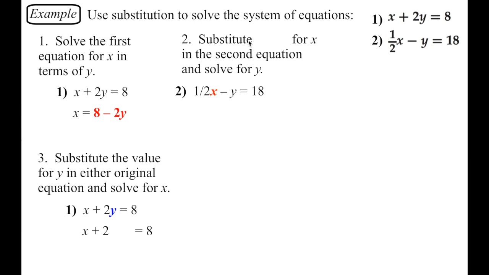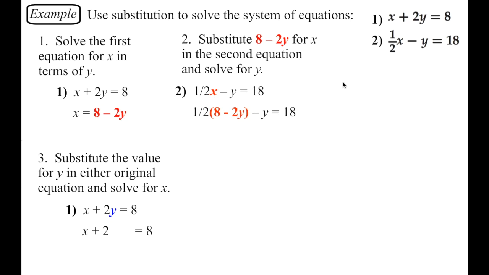Our next step is to substitute that right-hand side, the 8 minus 2y, in for x. That's what x is equal to. Now the key to this one, make sure you're not substituting it into the same equation. You have to substitute it into the second equation because we solved the first equation. So this goes into the second equation, which I've written right here. And anywhere you see the variable x, we're going to replace that with 8 minus 2y. Now this is a quantity, so it needs to be in parentheses. So there I've substituted it.